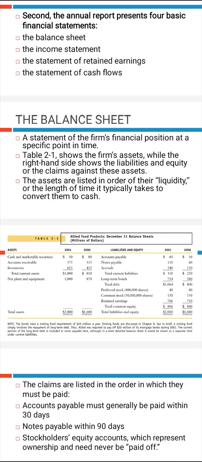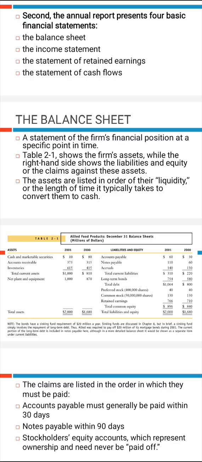Here, first of all, we are discussing the balance sheet. What is a balance sheet? It is one of the components of the annual report, and it explains the financial position at a specific point in time. It is a statement of the firm's financial position at a specific point in time. For example, in Table 2.1, it shows the Allied Food Products December 31 balance sheet, for the years 2000 and 2001. On the basis of past year performance, companies are able to know how they are performing, and whether they are able to pay back returns to the shareholders.